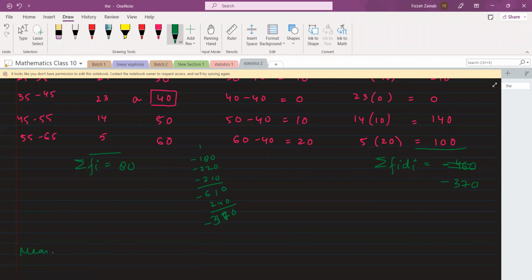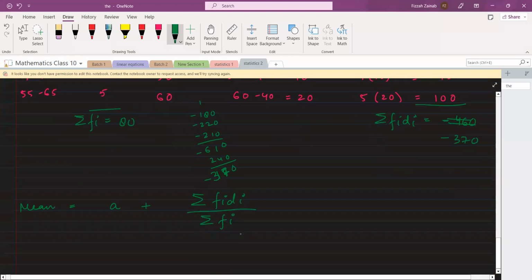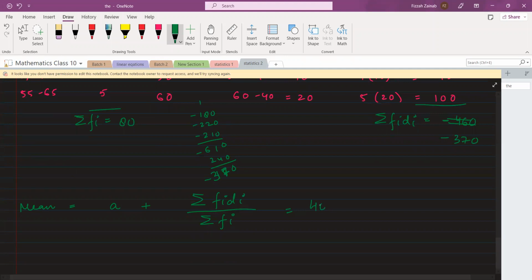So what is the formula for mean? This was A plus summation of fi di divided by summation of fi. Is this right, everyone? I hope you remember that. Yes, ma'am. Okay. Now your A was 40, we have chosen, plus summation of fi di is minus of 370, I'm getting. And this summation of fi is 80, right? So this becomes 40 plus minus, minus, 10 will cancel out. So 37 divided by 8.